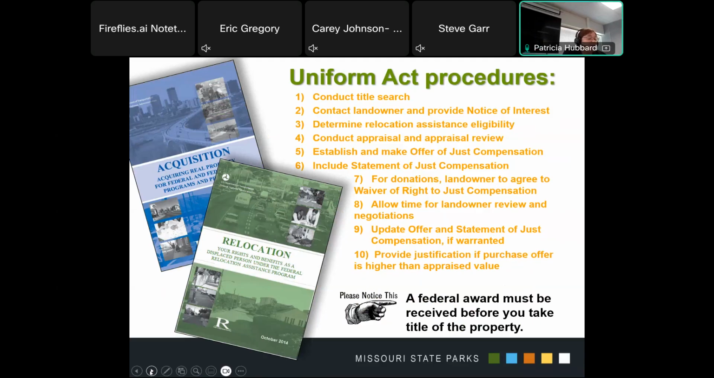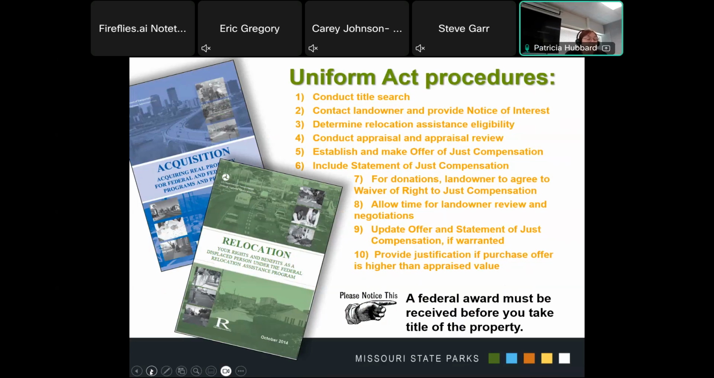Number 3, determine relocation assistance eligibility. Determine whether or not the owners, any businesses, or any tenants on the property might be eligible for relocation assistance. The landowner and any tenants must be informed of their relocation rights. It is recommended that both the owner and any tenants be given a copy of the Federal Highways booklet entitled Relocation: Your Rights and Benefits as a Displaced Person under a Federal Relocation Assistance Program. A PDF of this can be downloaded from online, and there are links in the guide to that.